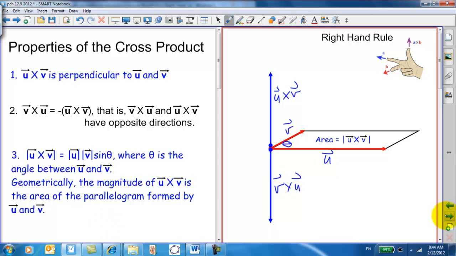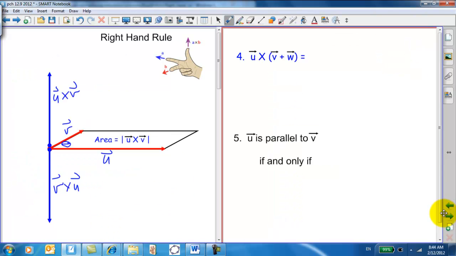Now, there's a couple other properties I want to talk about. u cross (v plus w), well, what do you think? Yep, it distributes: u cross v plus u cross w.